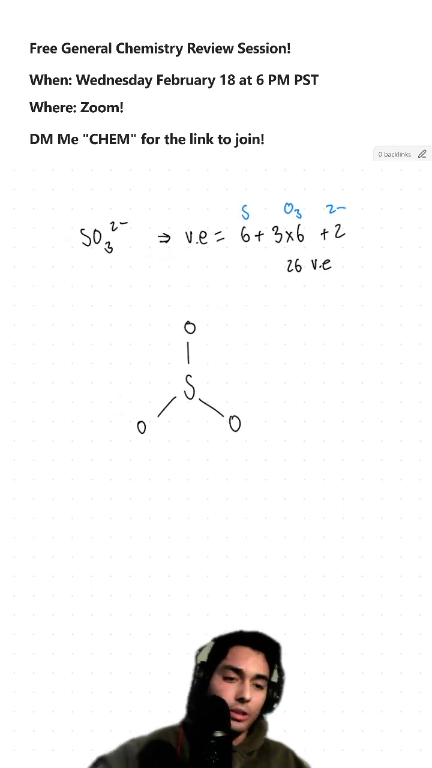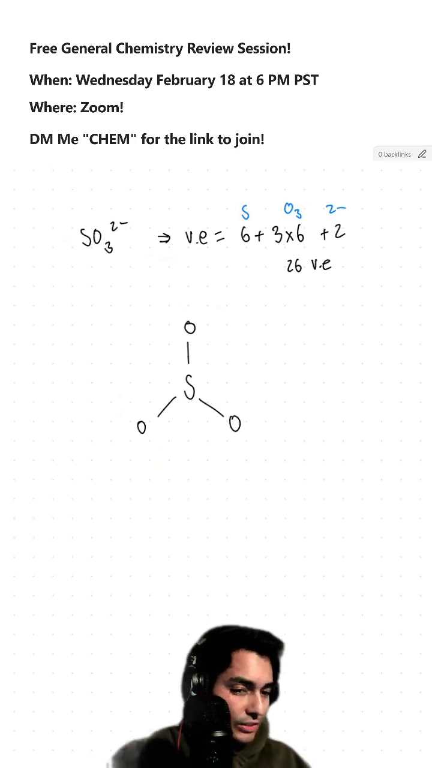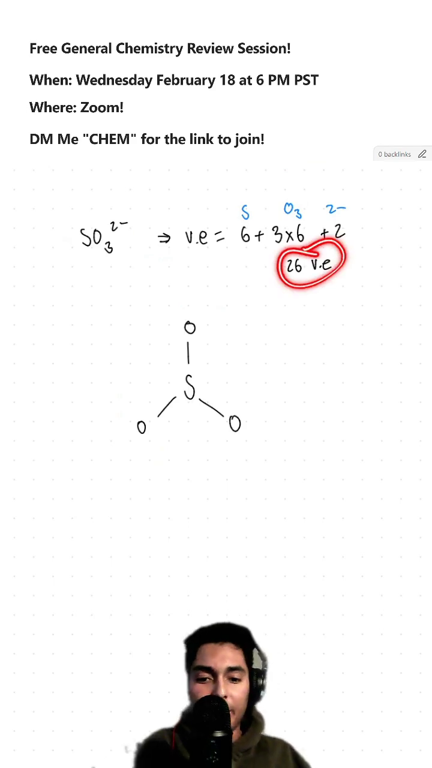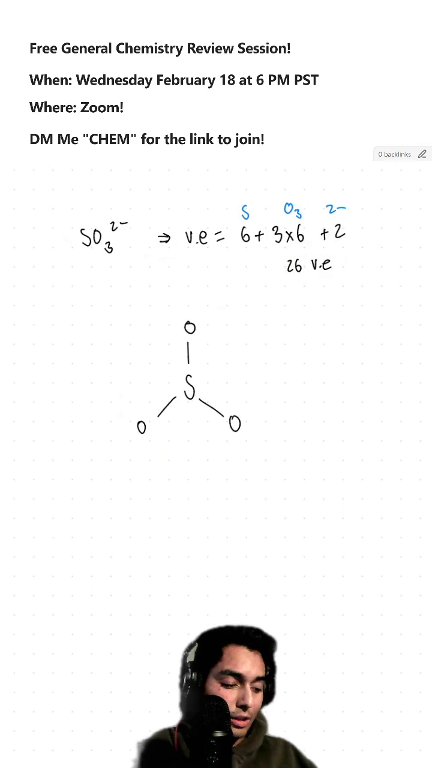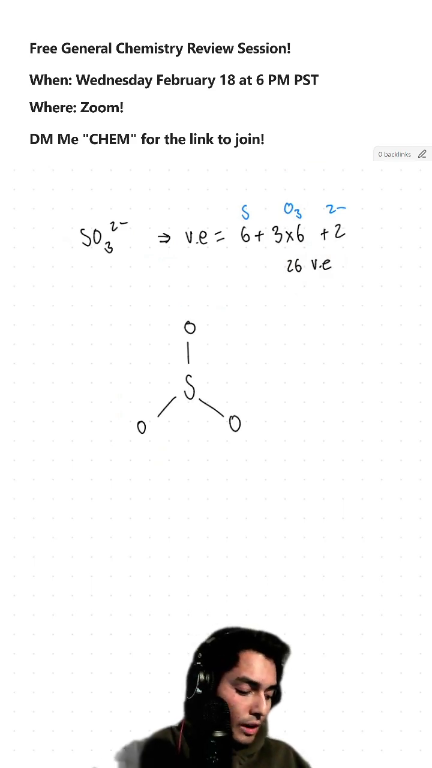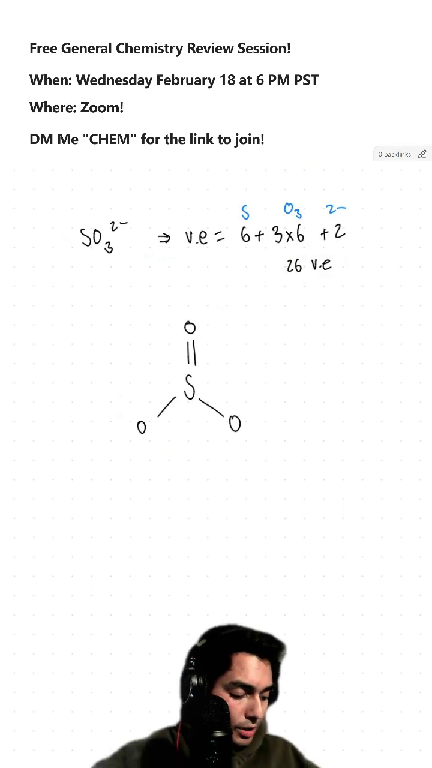I'm going to have a total of 26, I believe, valence electrons. Now, this is 2 more than 24, and 24 means that I'm going to have a complete octet, 8, 16, 24. So that's telling me that I'm not going to have a complete octet. So I'm going to do a double bond on this oxygen, and I'm going to do single bonds all around.